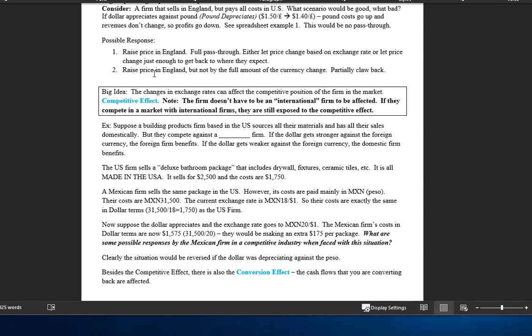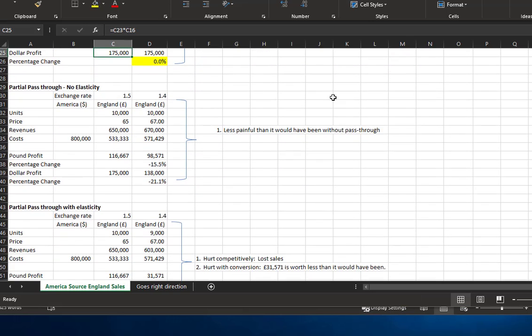What I want to look at now is another possible response, and that is that you raise the price in England, but not by the full amount of the currency change. So it's basically a way to partially claw back some of the money that you'd be losing from the competitive effect. Let's again look at the spreadsheet example. We're going to march down here to a partial pass-through, and again we're going to assume no elasticity. That means you raise the price, but you sell exactly the same number of units.